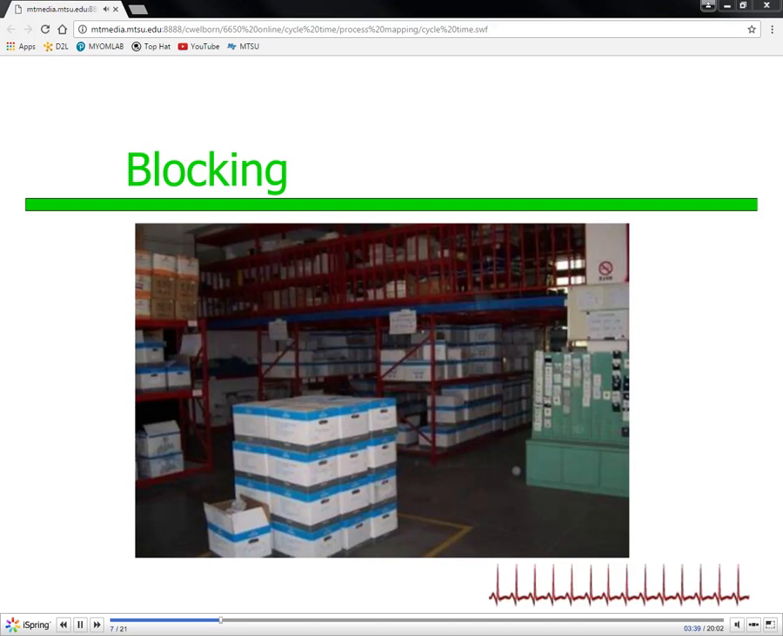We see blocking in lots of different examples, and here's a little section of a warehouse. When you have blocking in a warehouse, there's just physically no room to move the product in to begin the next processing step.